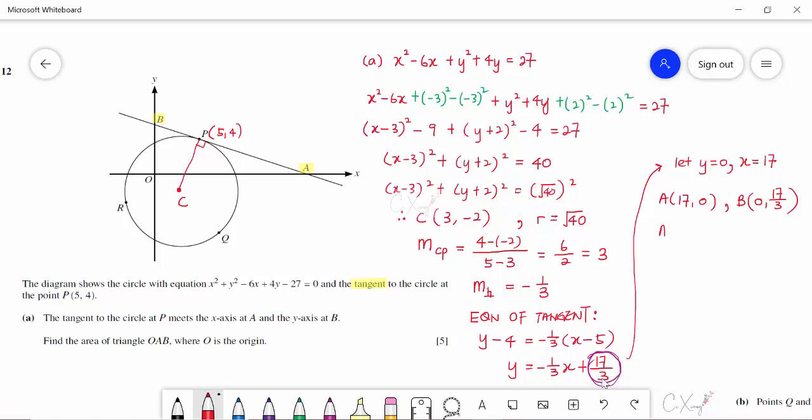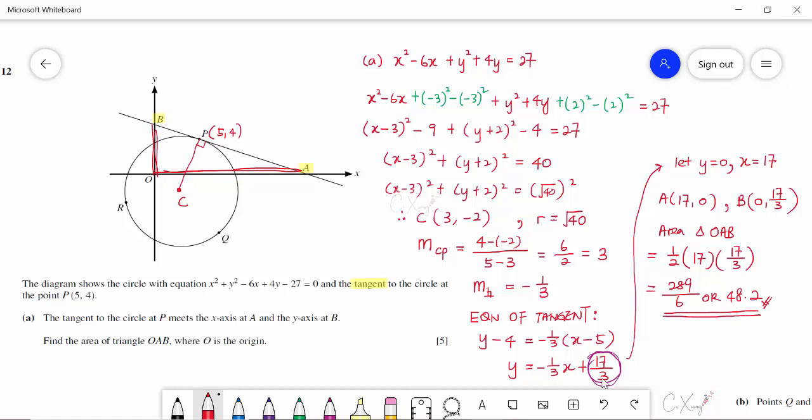Alright, so to find the area of the triangle OAB, it is a right angle triangle, right? So it is actually half multiplied by the base. The base will be the length for A, which is 17, multiplied by the height. The height will be 17 over 3. When you further simplify, you will get 289 over 6. Or you can round it to 3 significant figures, which is 48.2.